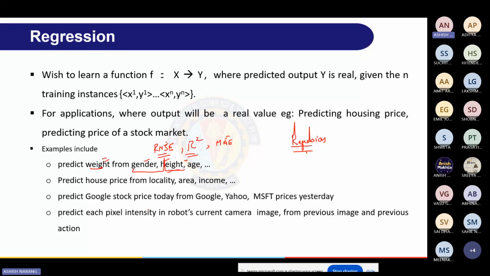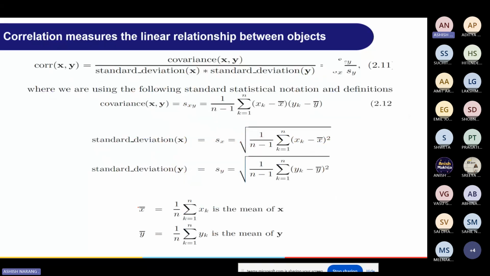Predict Google stock price today from Google, Yahoo, MSFT prices yesterday, right? Predict each pixel intensity in a robot's current camera image. So all these are regression problems basically, right? What are the important parameters that we need to learn?